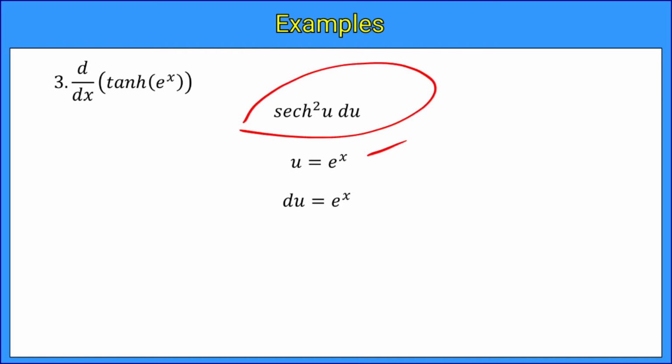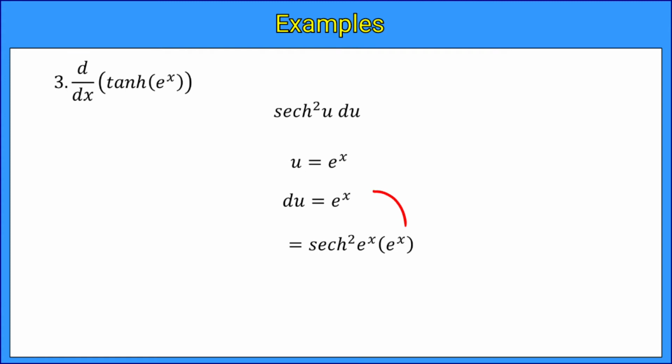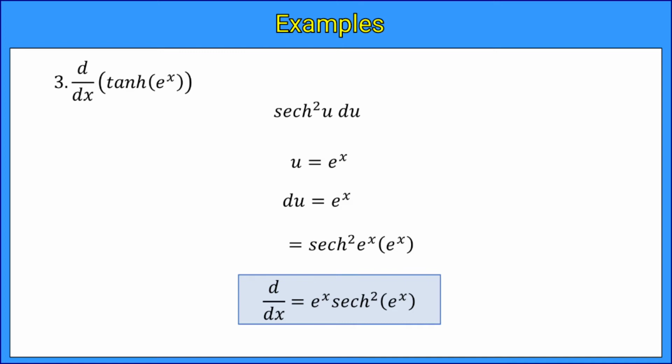The derivative will be e raised to x as well. And we have the value of these two already. Focus on this rule, plug in this value, and we're gonna get hyperbolic secant squared e raised to the x times e raised to the x. After we did that, we can also move this e raised to the x to the first part of our equation. So the answer for getting the derivative of hyperbolic tangent e raised to the x is e raised to the x hyperbolic secant squared e raised to the x.